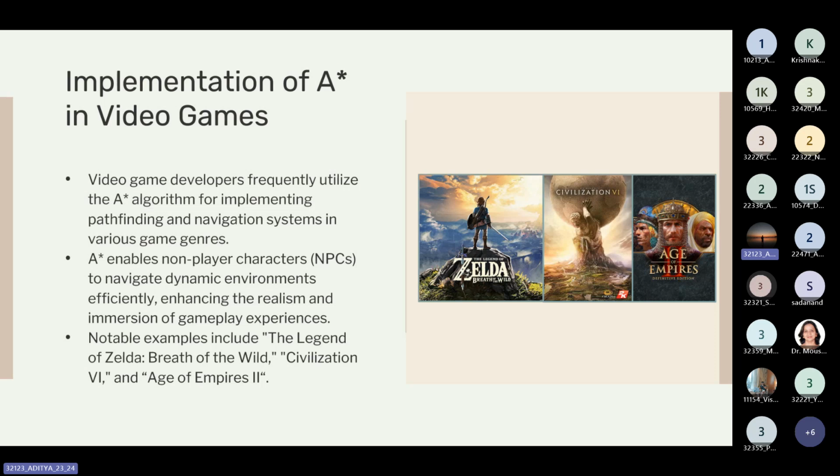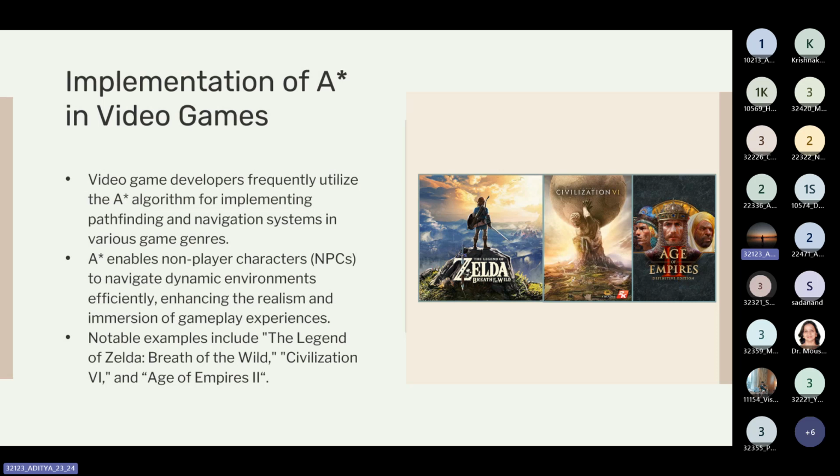Then again, also a game which many of you would be familiar with, which you might have played in your childhood, is Age of Empires. Whenever we want to build some buildings in Age of Empires, we have to assign a few workers to the building, and they will make their path from their current location to the location where the building is being built. In that process they use the A-star algorithm.